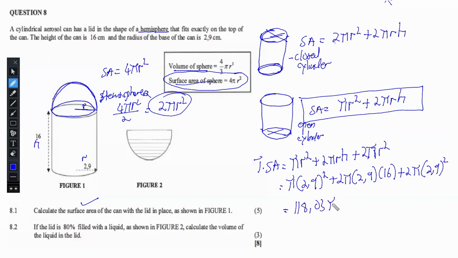When you punch all that into your calculator, you get 118.03 pi, which means if you further punch it into your calculator in SD mode, this will be 370.80 centimeters squared. And that's how you were supposed to do that. So make sure that you note this. It is very important to understand if you are working with an open cylinder or a closed cylinder. Okay, then let's proceed to 8.2.